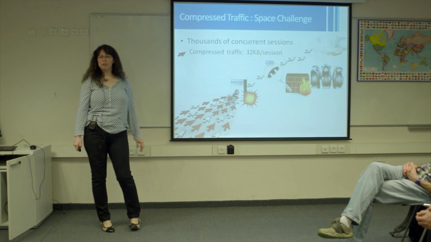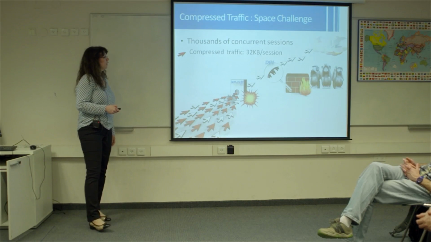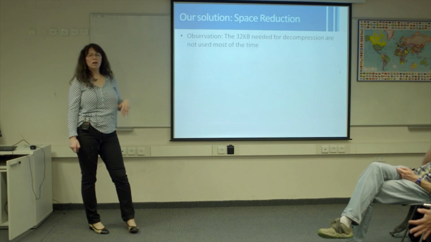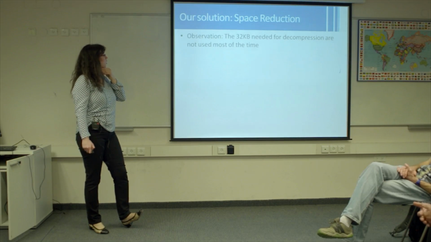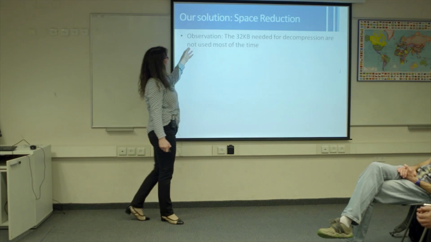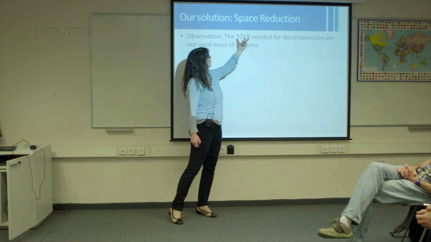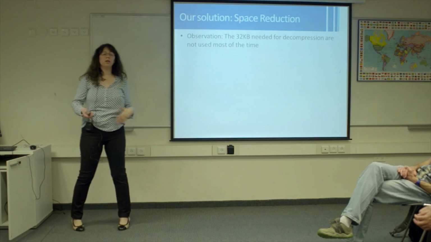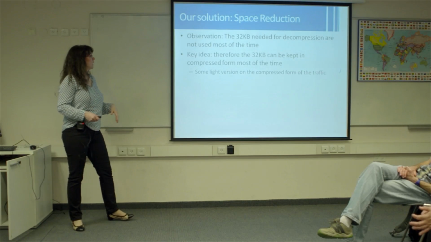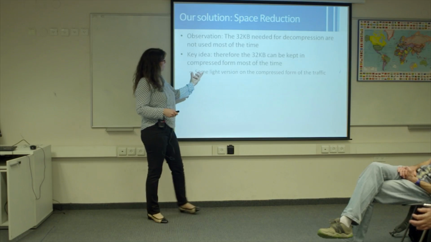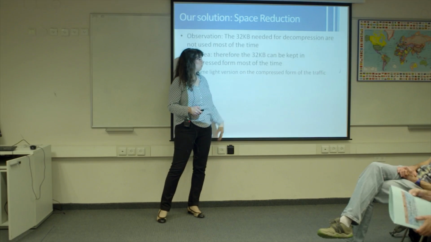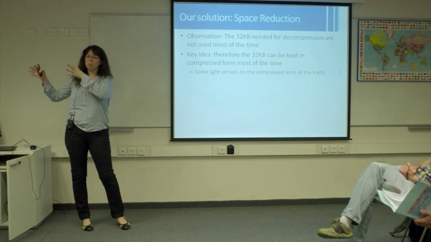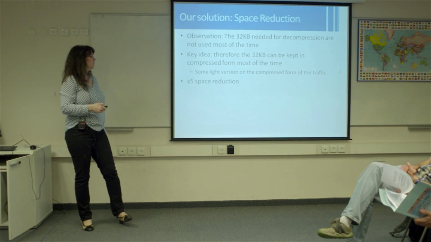And this, I think, is the main reason why they decided to ignore compressed traffic. So our solution was to understand that most of the time you don't need the 32 kilobytes in the uncompressed form. You can keep it compressed. The compression is some light version of the compressed form of the traffic. It's not the same uncompressed traffic, but with some adjustment.